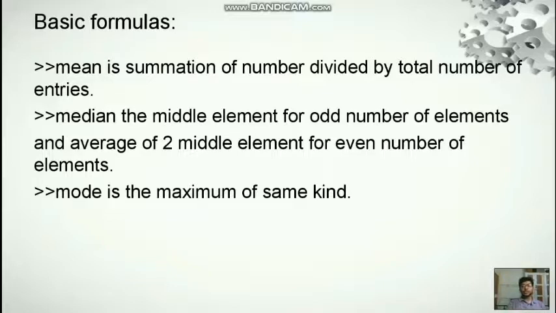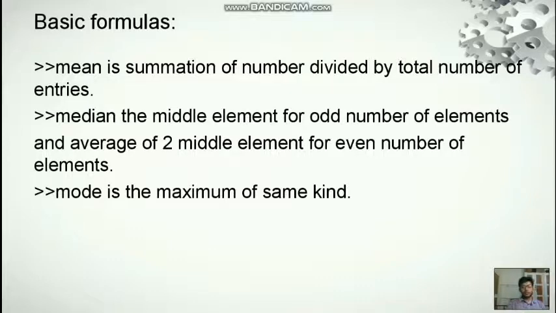Mean is the summation of numbers divided by the total number of entries. Like if the given entries are, say, 2, 4, and 3, we will sum them up and divide by 3, as the number of entries is 3. That will give us the mean. Median is the middle element for an odd number of elements. As we have taken 2, 4, 3, the median for this is 4.